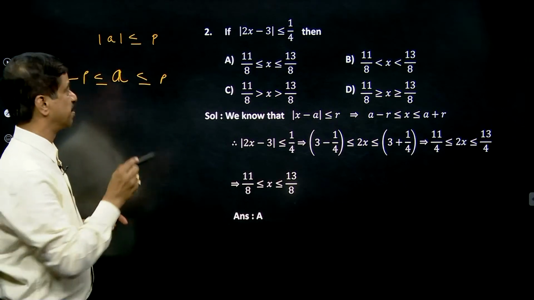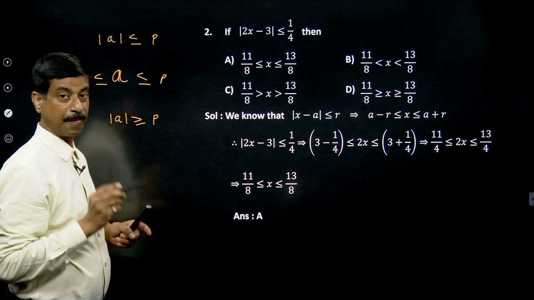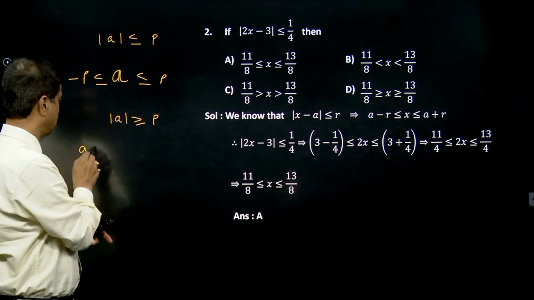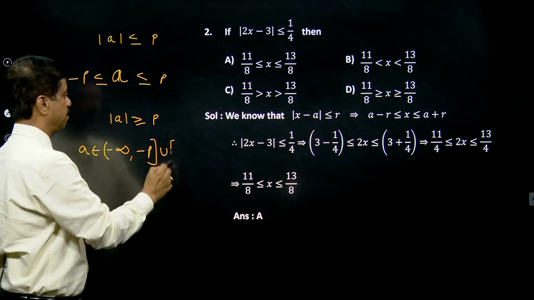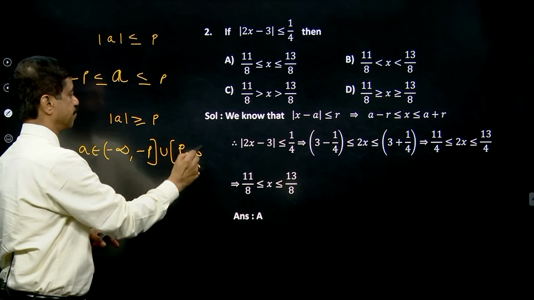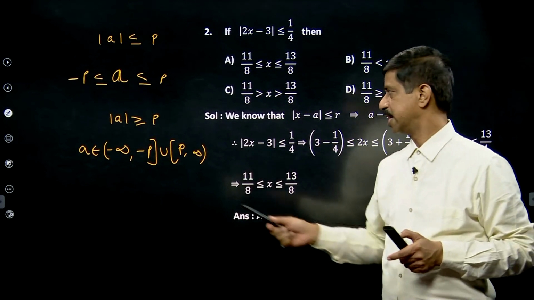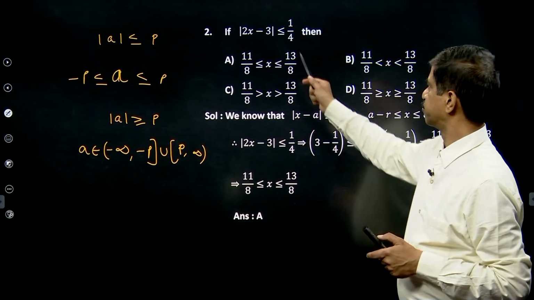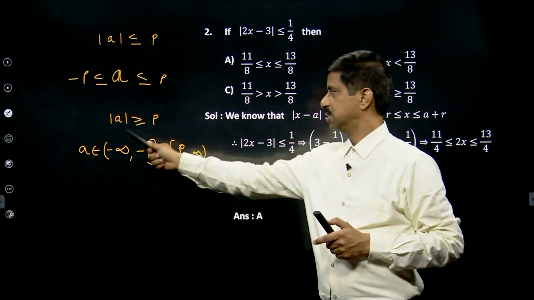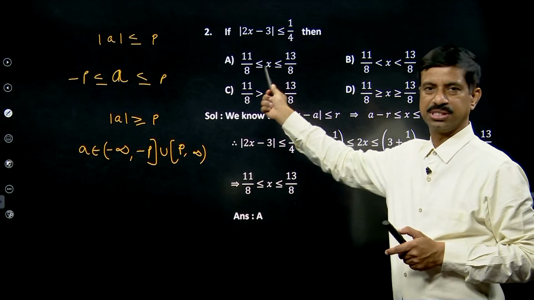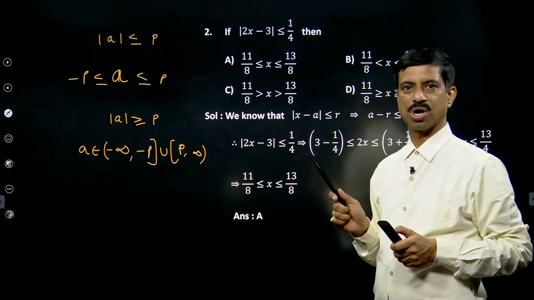So the other day I also explained, instead of this, if mod A is greater than or equal to P, I told we will write A belongs to minus infinity comma minus P union P comma infinity. This is what I discussed. So please remember, children, don't forget to write these values correctly. You have to see whether it is less than or equal to or greater than or equal to. If it is greater than or equal to, this will be the case. Less than or equal to, this will be the case. Right, children?